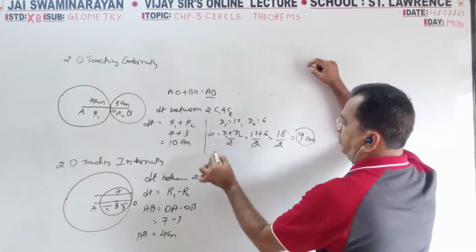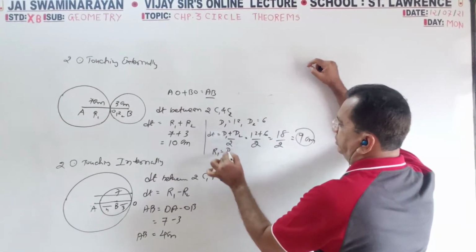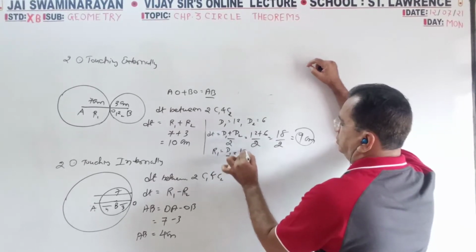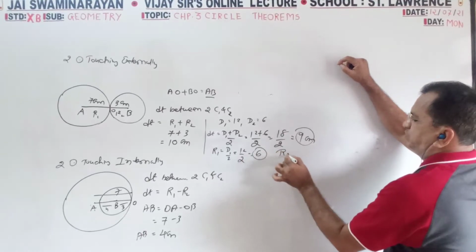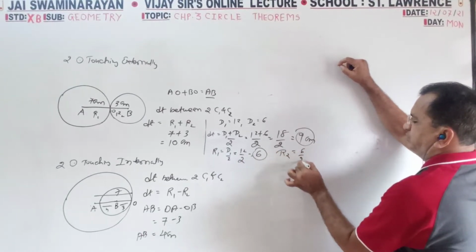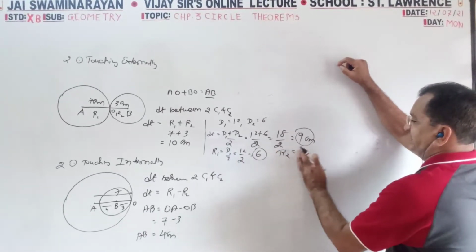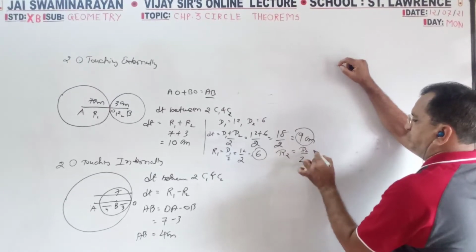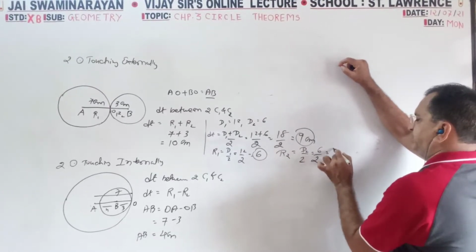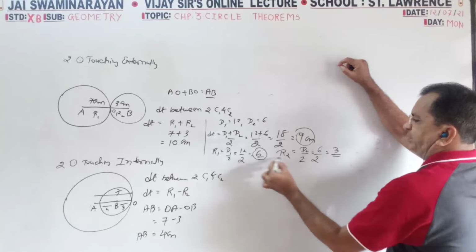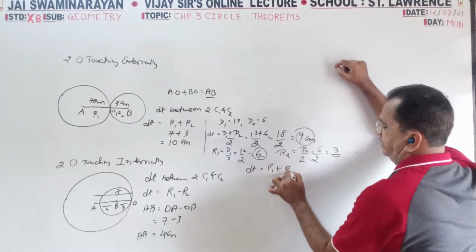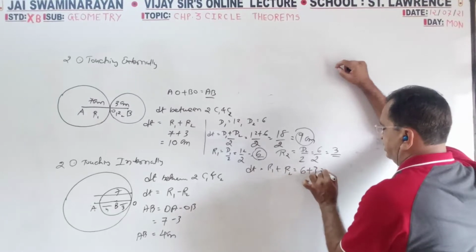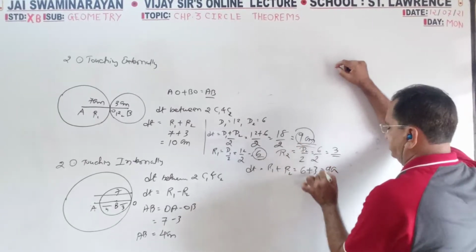Or from diameter, radii 1 is equal to diameter 1 by 2. 12 by 2, it is 6. And radii 2 is diameter 2 by 2, 6 by 2, it is 3. Now distance is equal to radii 1 plus radii 2, 6 plus 3, it is 9 centimeters. So the same answer.